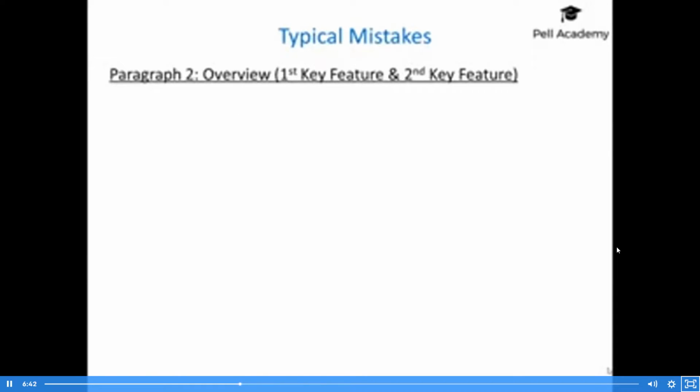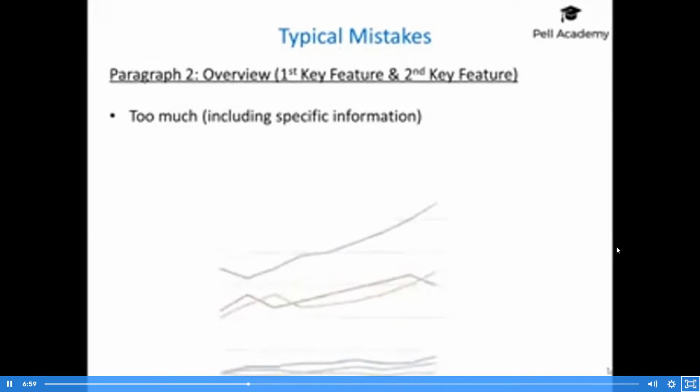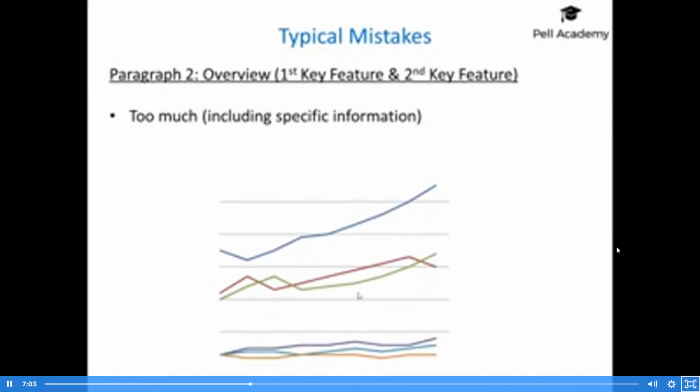Right, typical mistakes with paragraph 2 in your overview. Too much, including specific information. This is something that happens a lot and takes a bit of practice, especially when you're starting. Let's take the green line here, for example. In your overview, if you say it went up and went down and went up again, that is too much information. You just want to keep it basic. Overall, it went up. Or overall, it decreased. If you're adding all the little bits from the middle into your overview, that is too much information.